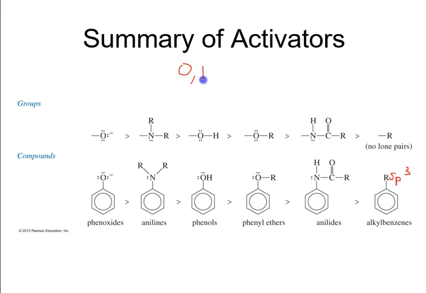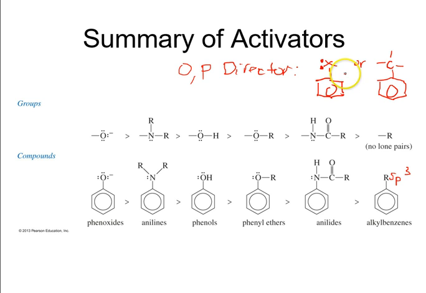In order to be an ortho para director, I'm going to tell you the secret so you don't have to memorize groups. If the group adjacent to the aromatic ring has a lone pair on it, or is an sp3 carbon, those are the two criteria you need to be ortho para. That's it. Okay, so you need to look at the Lewis structures of the compounds directly adjacent to your aromatic ring. If you have these two criteria, you've got an ortho para director. Okay.